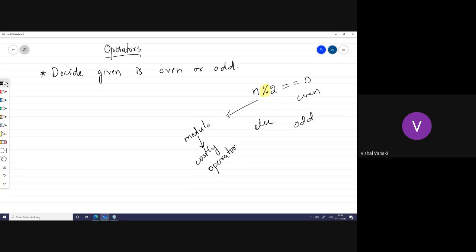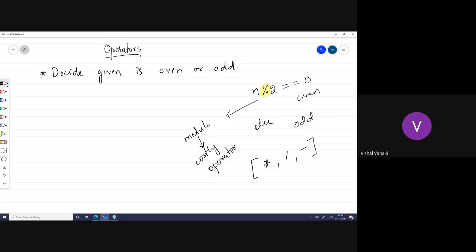To evaluate modulus, what all operations will be done internally? Internally, multiplication, division, and subtraction. Three operations are done if you are using the modulus operator. So that's the reason we treat this modulus operator as a costly operator.